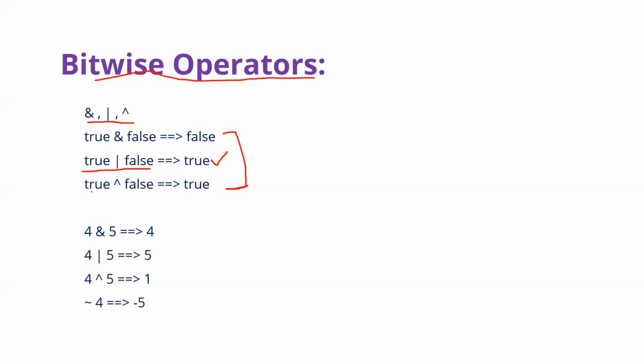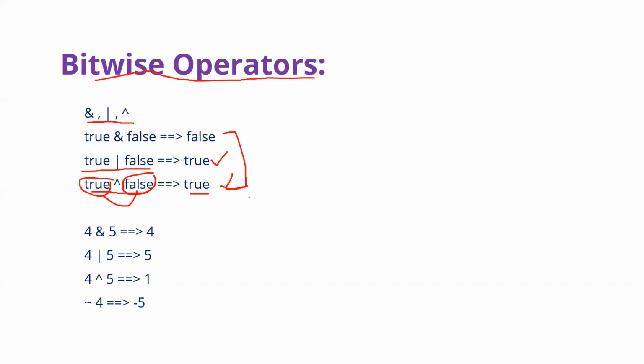Now true XOR false. Here, the case should be different. This is a true and this is a false. Both values should be different. In that case only you will get true. If both values are the same, like true XOR true, you will get false. False XOR false, you will get false because both values are the same, right? If values are different, then you will get true.